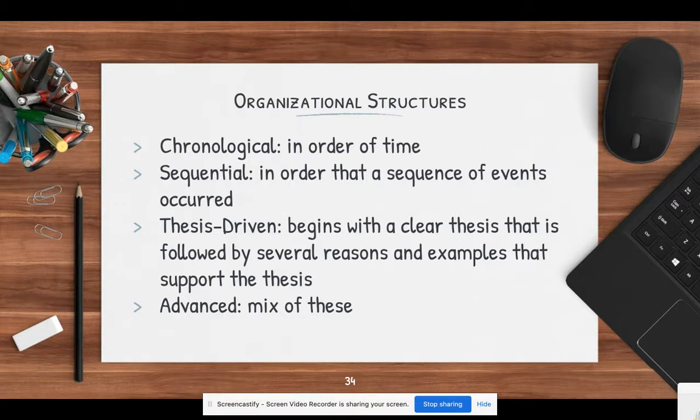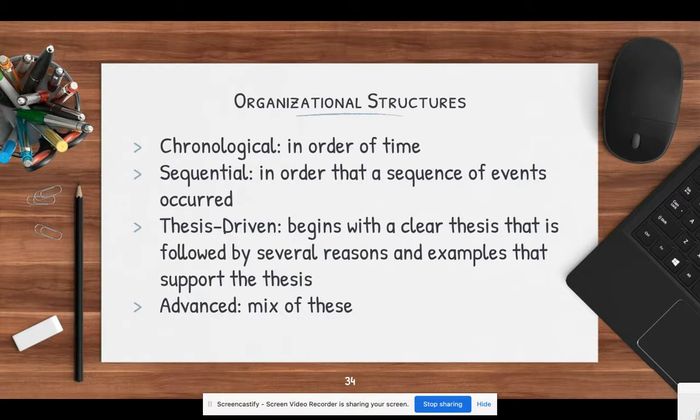So chronological, in order of time, is really the one that makes the most sense to most people when they write a narrative of any kind. It's very linear. It makes sense. It goes from past to future, and it goes through time in an orderly, organized fashion. If that's the way your brain works, wonderful, do it.